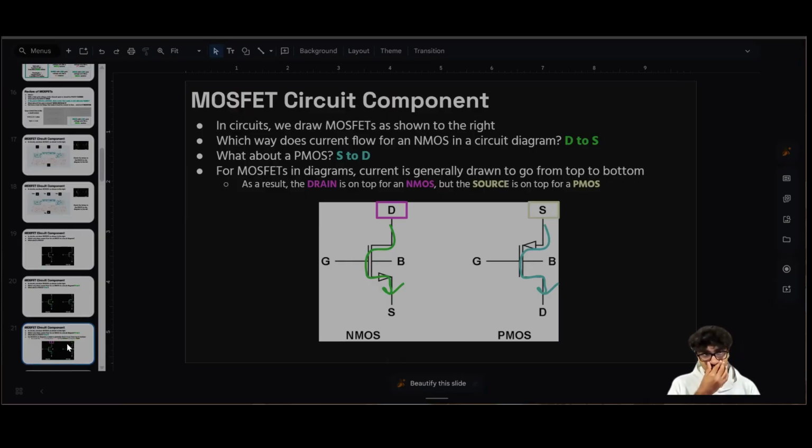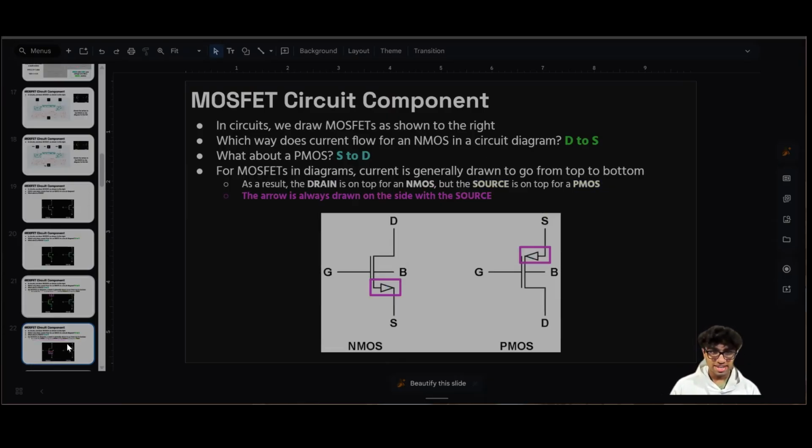Now, for MOSFETs in diagrams, we generally draw current going from top to bottom. That's just convention. And so the drain will be on top for an NMOS, and the source will be on top for a PMOS. If you see an arrow on this component, the arrow is typically drawn on the side with the source. Okay. So here you can see on the NMOS, the source is on the bottom, that's where the arrow is. On the PMOS, the source is on top, so that's where the arrow is. The authority for what kind of transistor it is is wherever the arrow is. If the arrow is on top, you have a PMOS. If the arrow is on the bottom, you have an NMOS. And then you figure out which one's S, which one's D, which one's G.